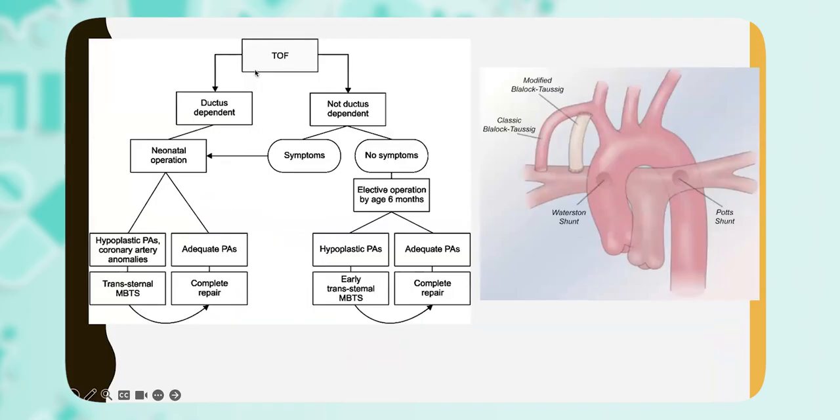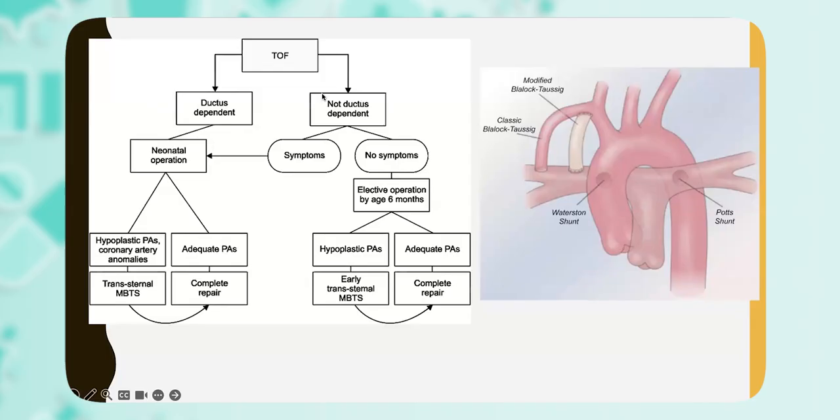If tetralogy of Fallot is duct dependent, meaning the right side of the heart is either so small or the conduits are almost closed, like pulmonary atresia, tricuspid atresia, in those cases the neonate has to be operated on as soon as possible. Refer to a pediatric cardiac surgeon and get the patient operated. Complete repair can be done if the pulmonary arteries are well developed. If not, then we need to do shunting.